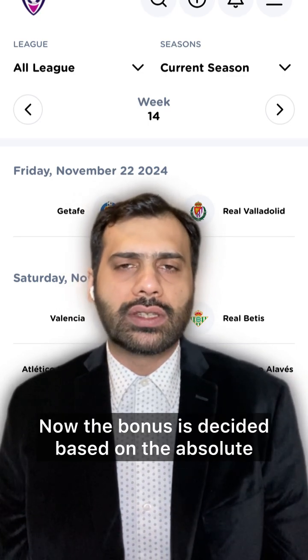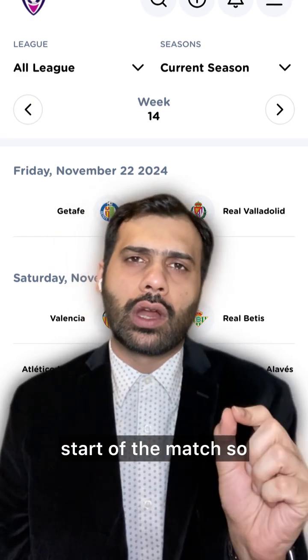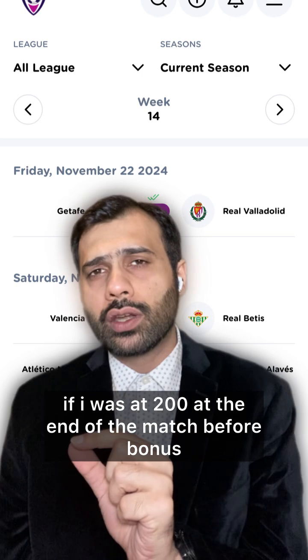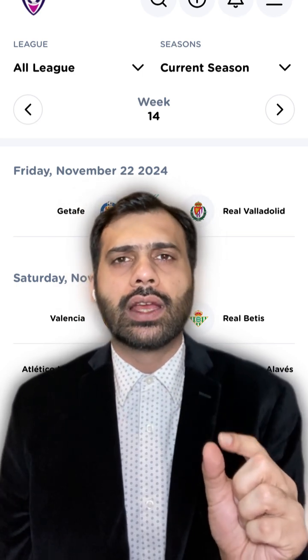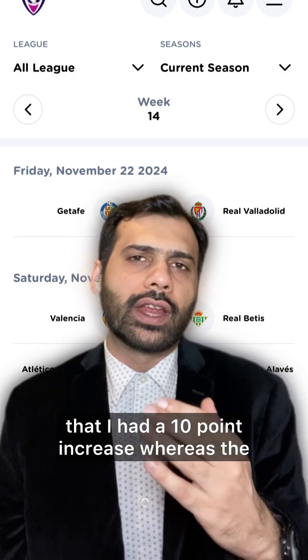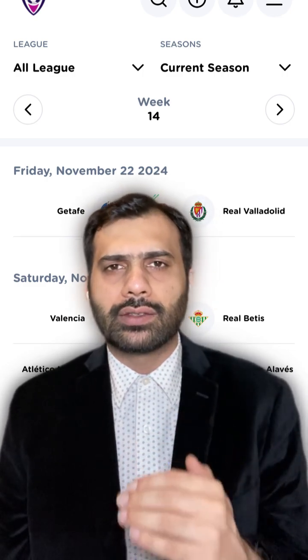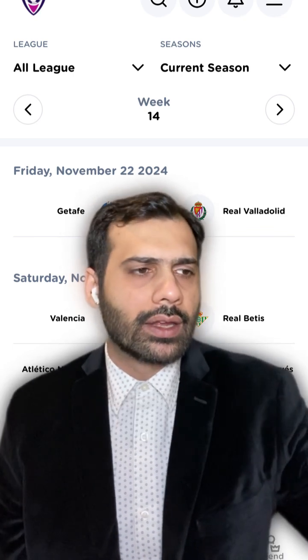Now, the bonus is decided based on the absolute difference from the end of the match to the start of the match. So if I was at 200 at the end of the match before bonus and I started the match at 190, then it would be considered that I had a 10-point increase, whereas the second person could have an 8, 6, 4, whichever numbers, and we distribute it based on that.